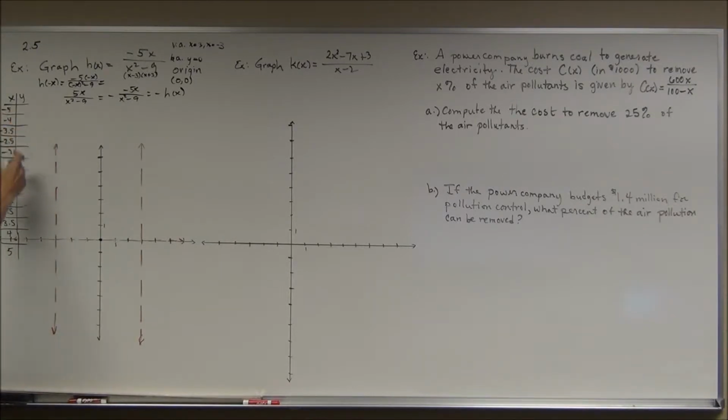Now, here's the good news. You don't have to plug all of these points in, because we know that h of the opposite of x is equal to opposite of h of x. So if we use that symmetry, what happens here at -5 is going to be the opposite here at +5. And so if you start plugging these numbers in, and it's a pain because you get a lot of fractions.